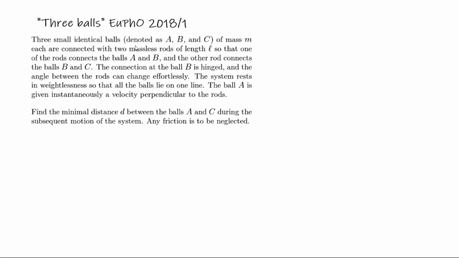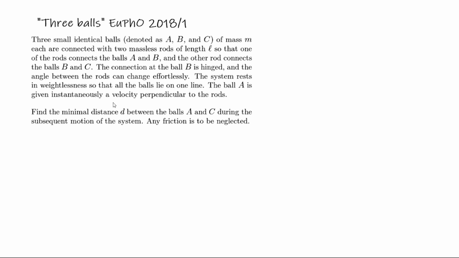3 small identical balls, denoted as A, B, and C, of mass M each are connected with 2 massless rods of length L, so that one of the rods connects the balls A and B, and the other rod connects the balls B and C. The connection at the ball B is hinged, and the angle between the rods can change effortlessly. The system rests in weightlessness, so that all the balls lie on one line.